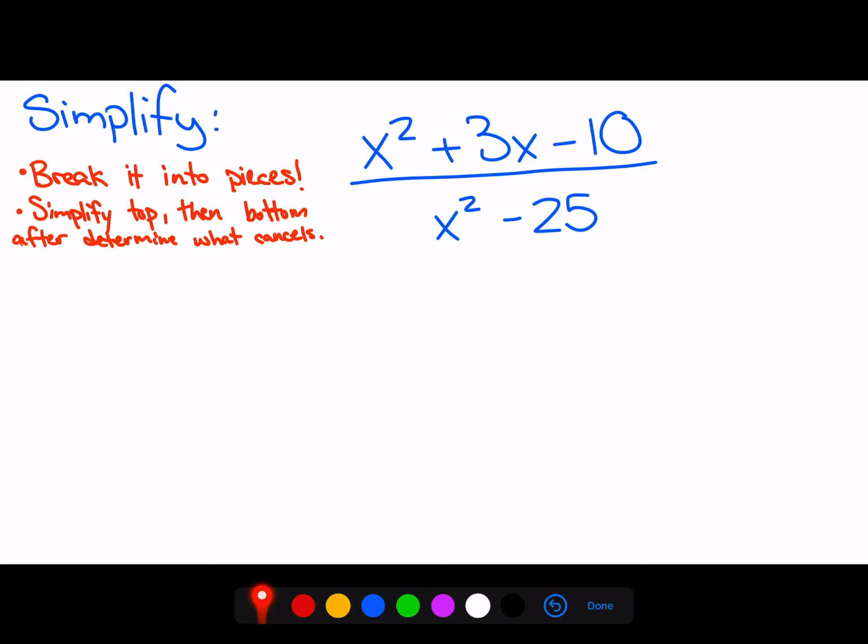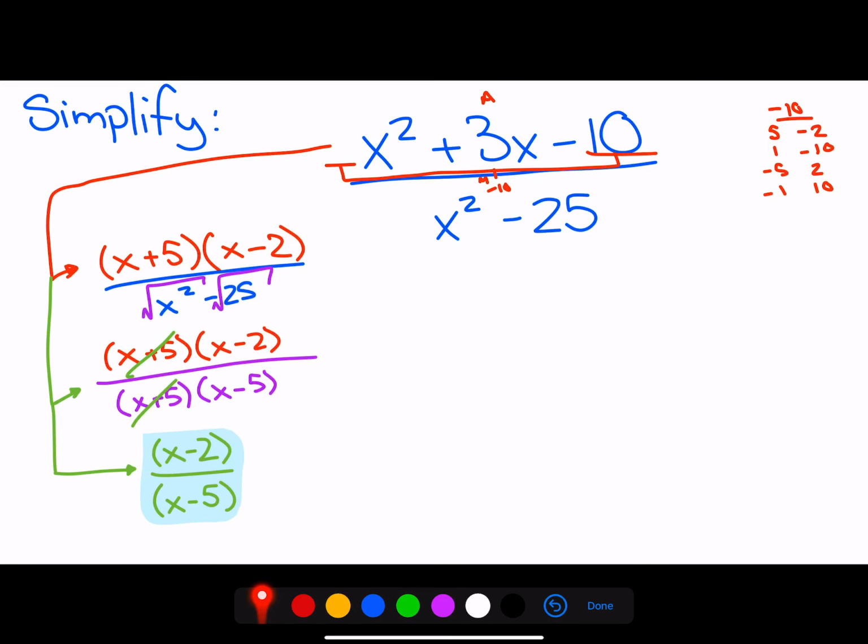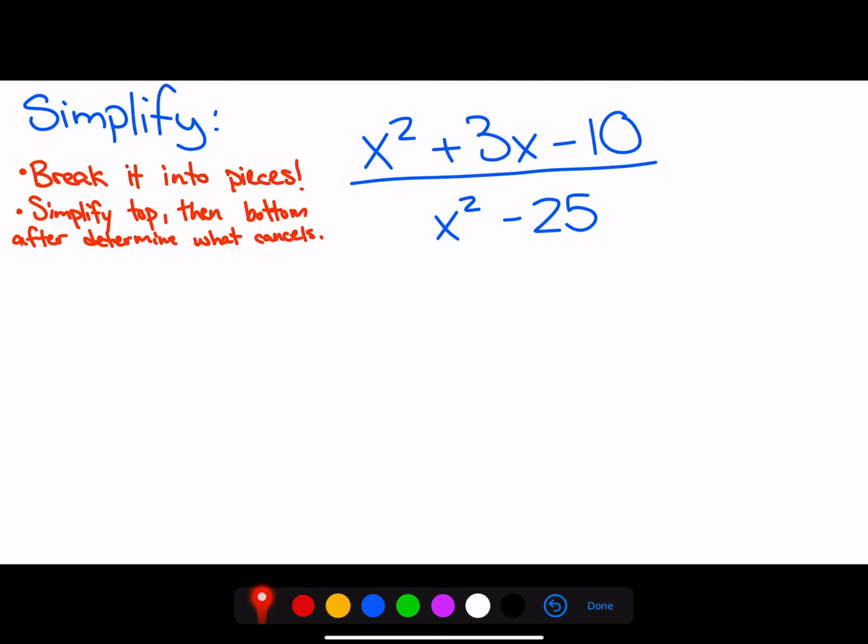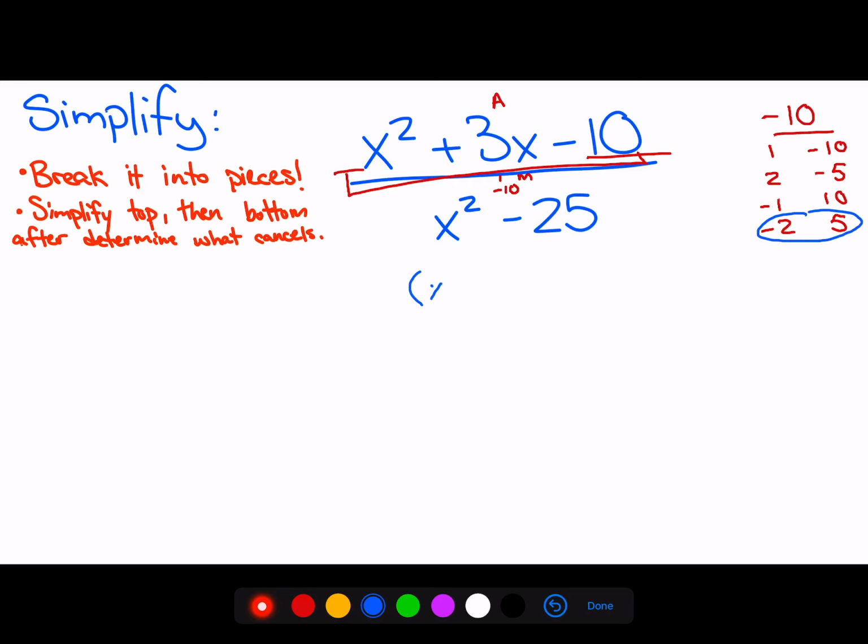So for our first one, x squared plus 3x minus 10 over x squared minus 25. The first thing that I'm going to do is factor this top portion. So I take my a value, multiply it by my c value. This will give me negative 10. I'm looking for numbers that will add to be 3 and multiply to be negative 10. So 1 and negative 10, 2 and negative 5, negative 1 and 10, negative 2, positive 5. Out of all these, the ones that will add to be 3 are negative 2 and 5. So I have x minus 2 times x plus 5.